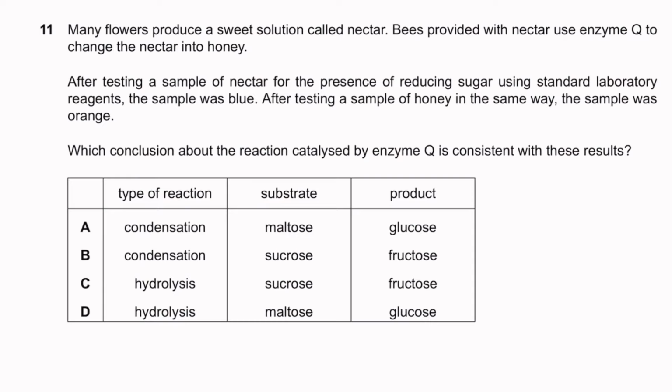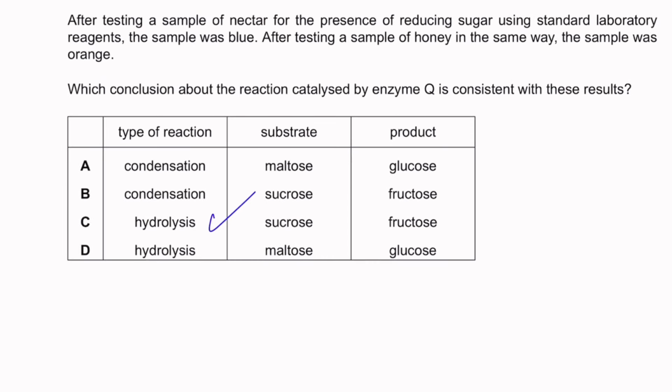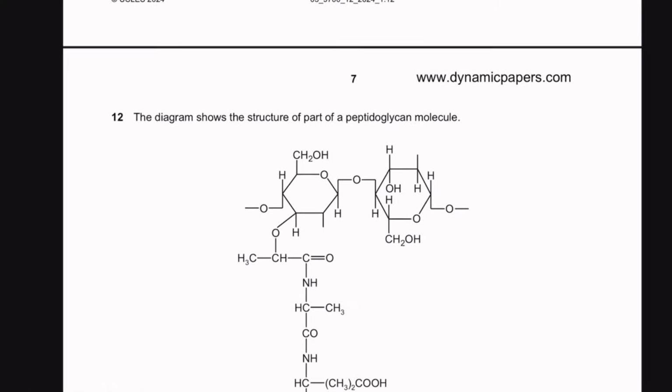Okay, so let's see. Type of reaction, it's hydrolysis. Substrate, it's sucrose or maltose, obviously sucrose, because the substrate is supposed to be a non-reducing sugar. Sucrose is the only non-reducing sugar that we know so far. Product is supposed to be fructose. Fructose is a reducing sugar. All monosaccharides are reducing sugars. So that's C.